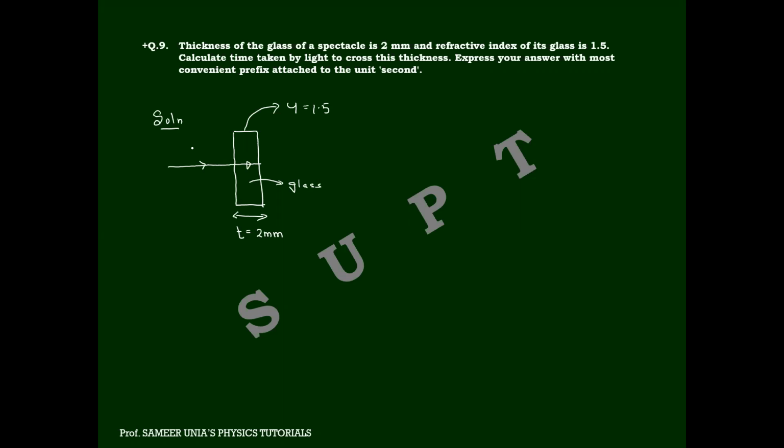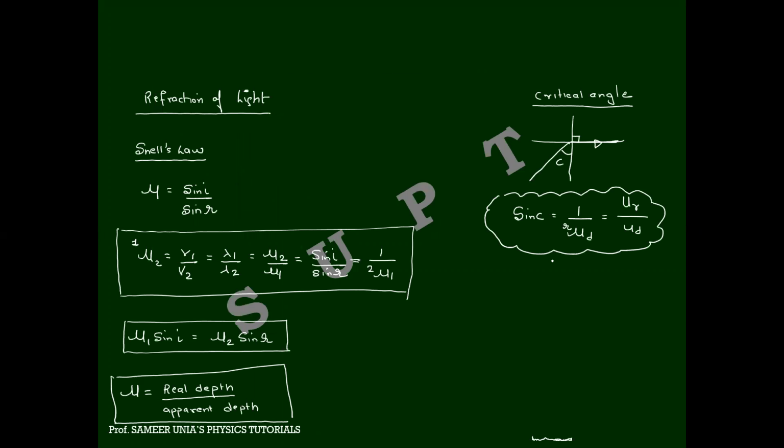When the light goes in air, how much is the speed of light? C. But when it goes inside glass, will the velocity of light increase or decrease? When it goes into the glass material, the speed of light will become less, obviously. Now, how much less will it become? The formula is the refractive index.